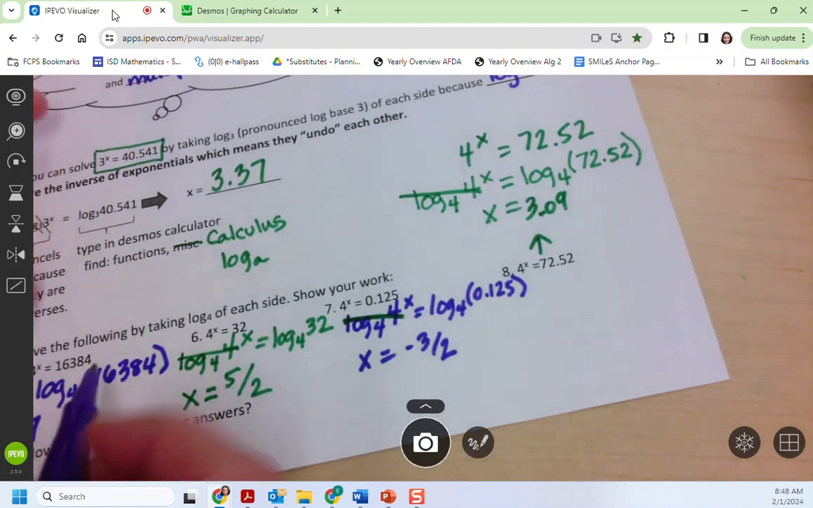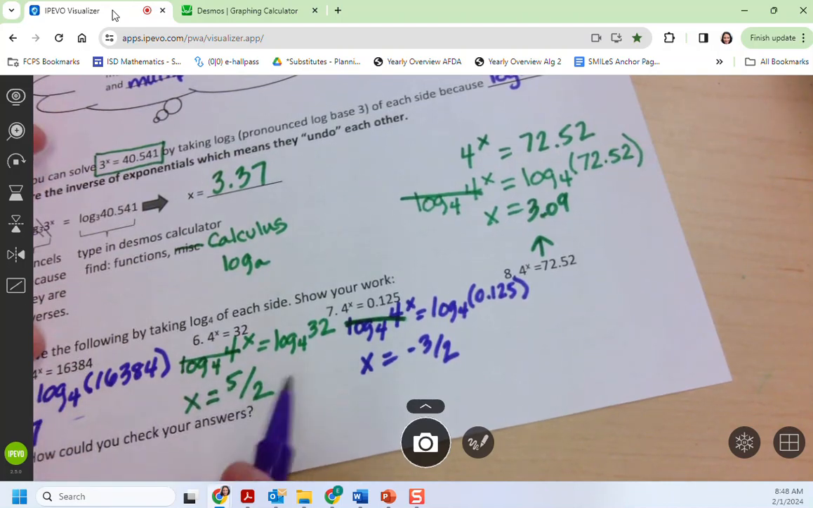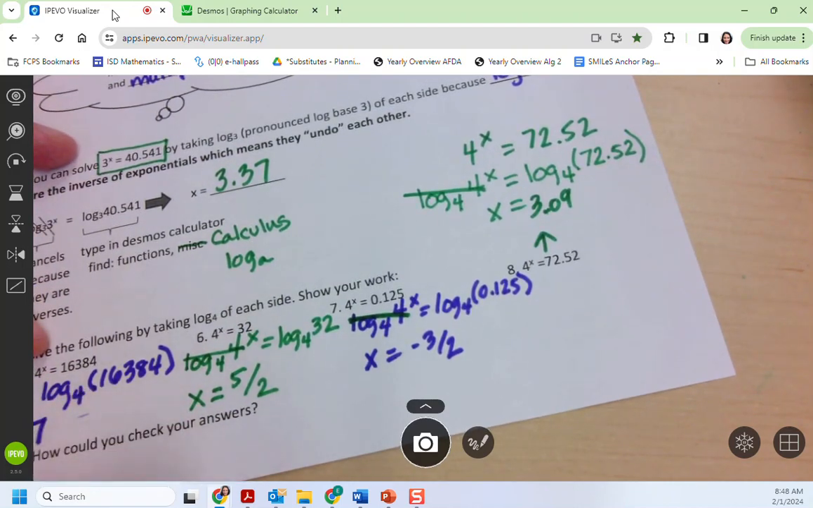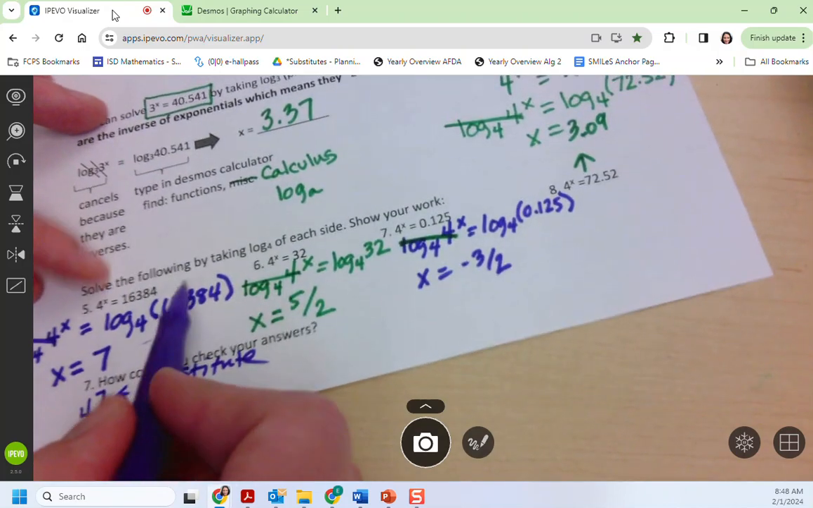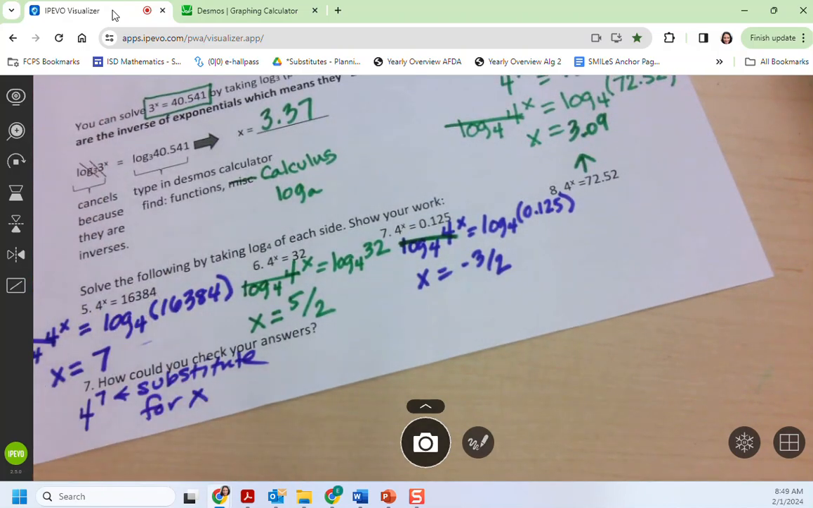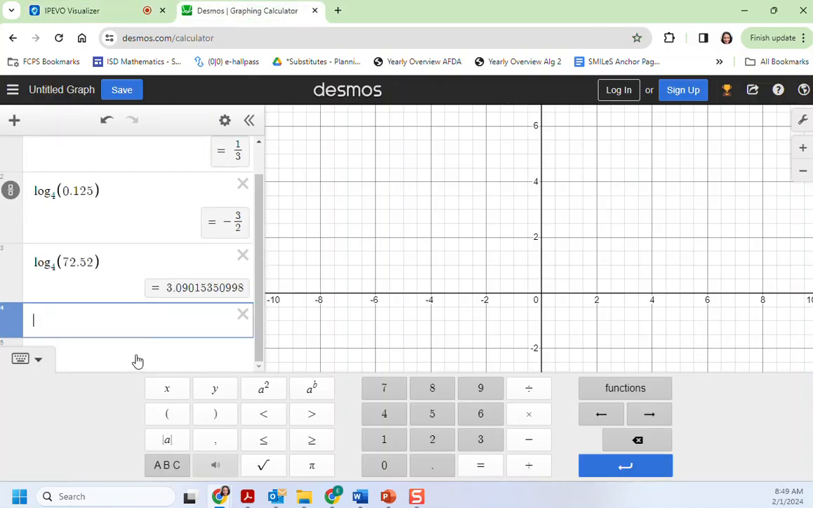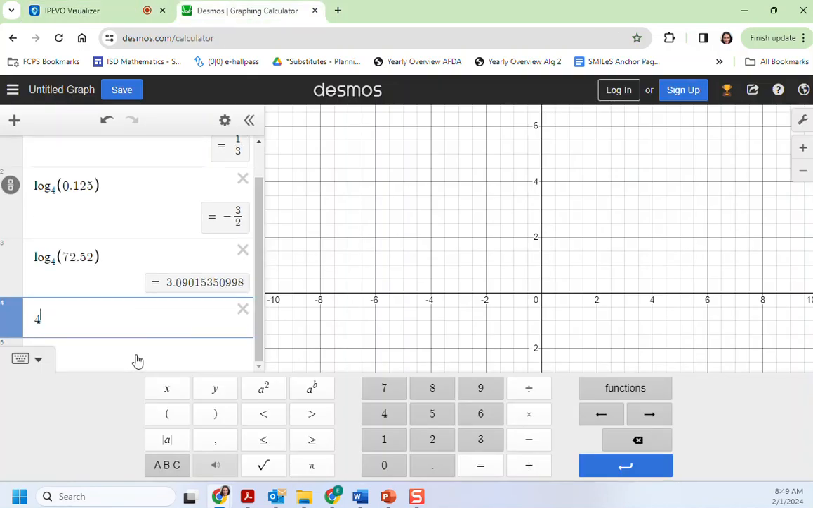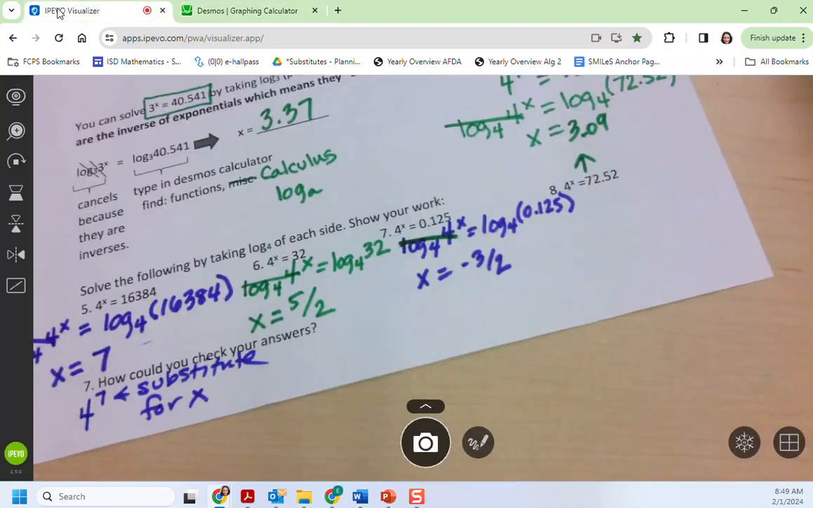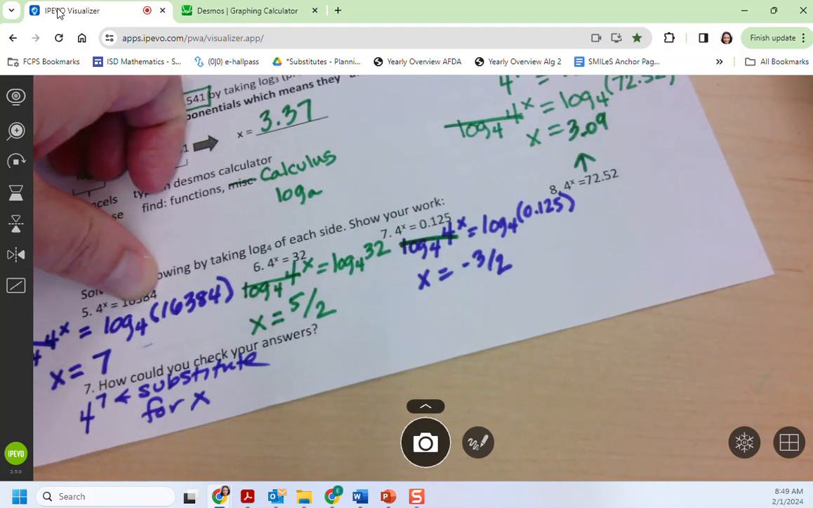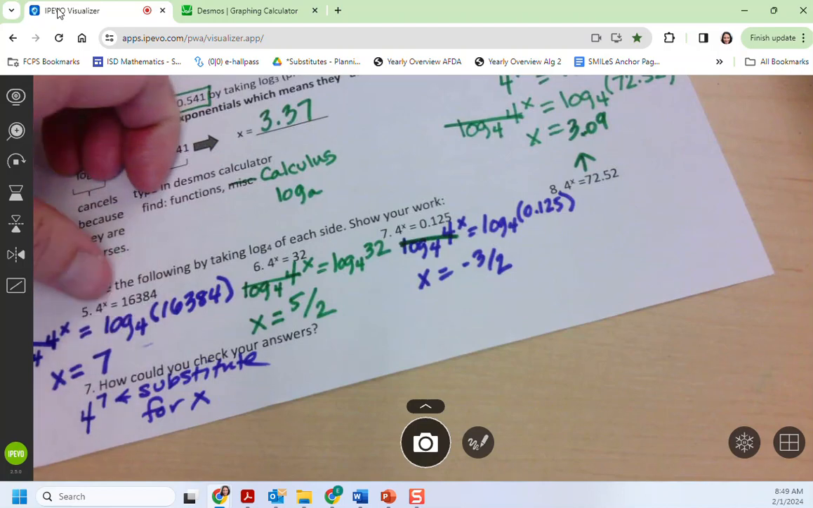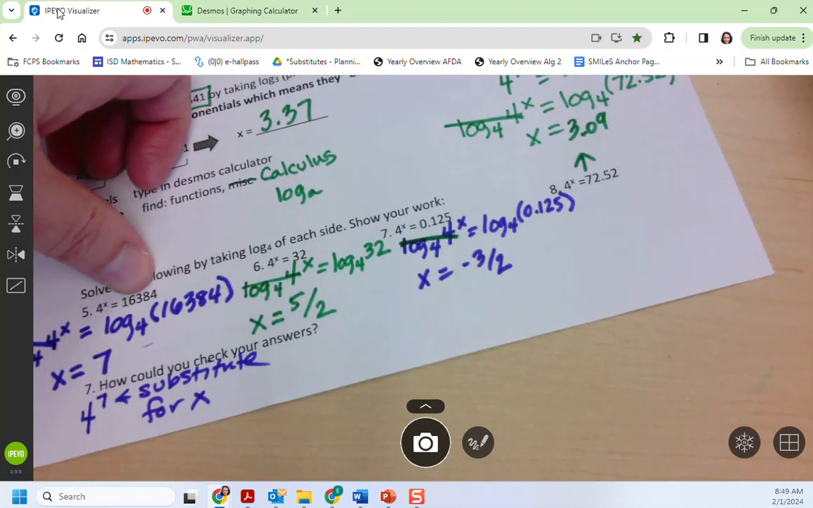Another thing you could do is you could just substitute your number back for the x. So for checking this one, I could do 4 to the 7. So substitute for x, and see if I get this number. So 4 to the 7, does it give me this number? I'm going to check. 4 to the 7, 16,384, and that's what I was supposed to get. So you can put the answer as the exponent? Yeah, so you can substitute it back for the x, which is the exponent, and see if you get what you're supposed to get out of it.